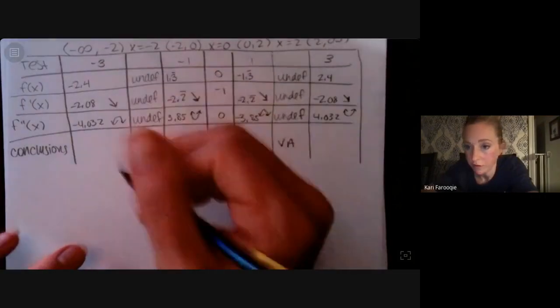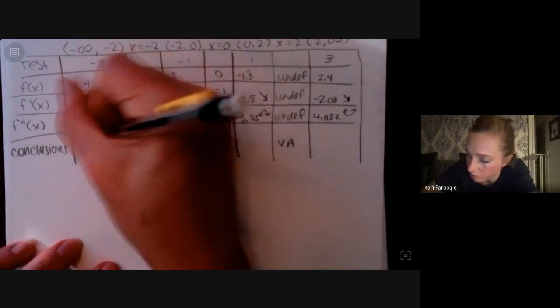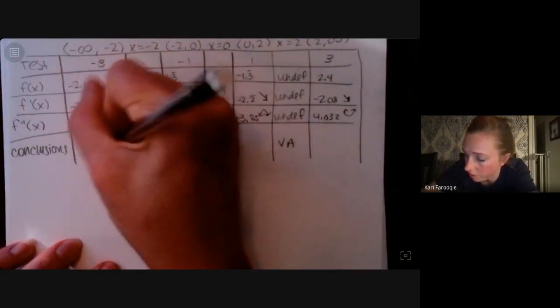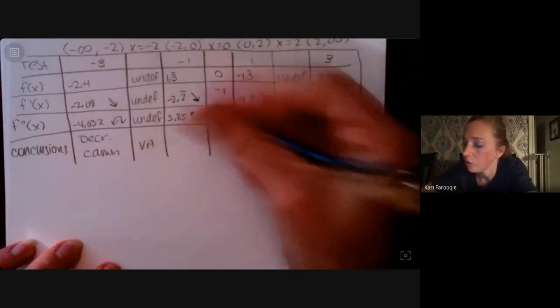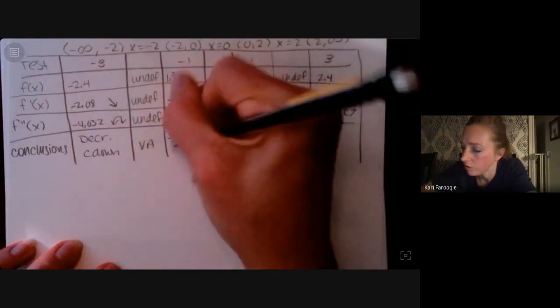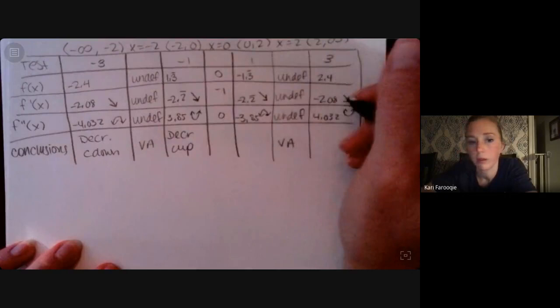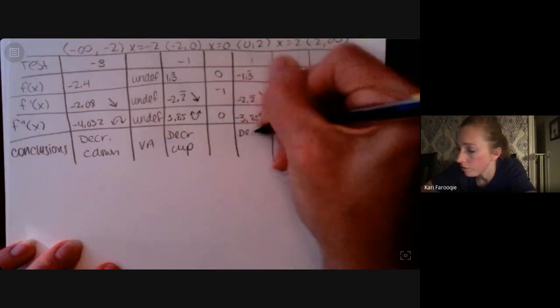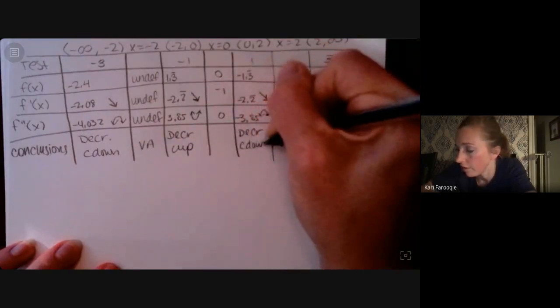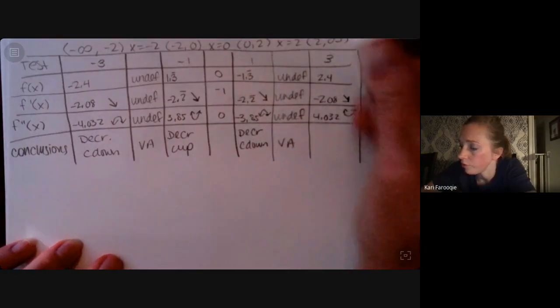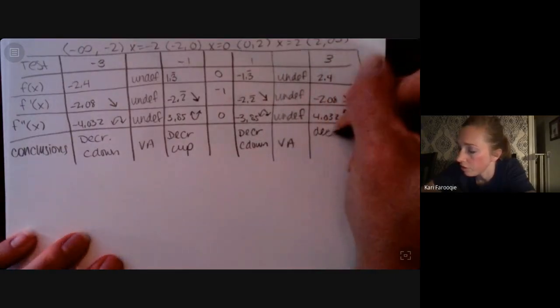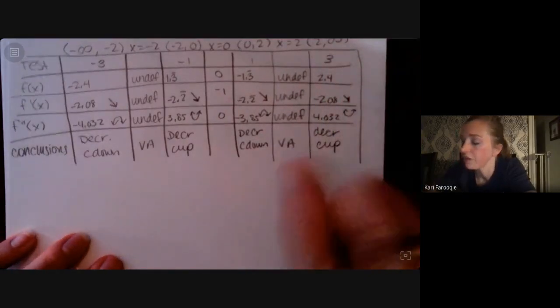So on my first interval, I am decreasing concave down. On the second interval, decreasing concave up. On the third interval, decreasing concave down. And on the fourth interval, we are decreasing concave up.